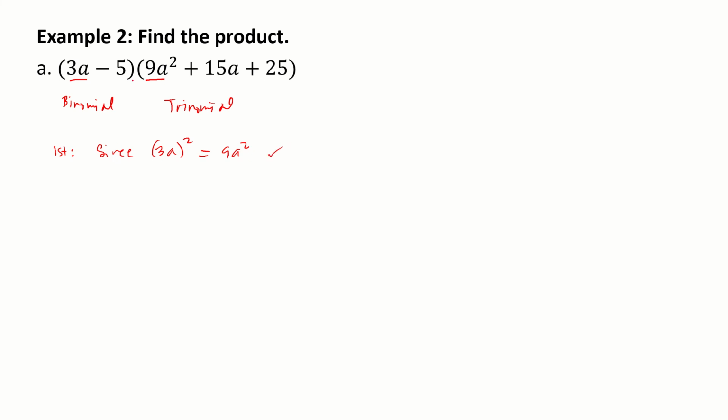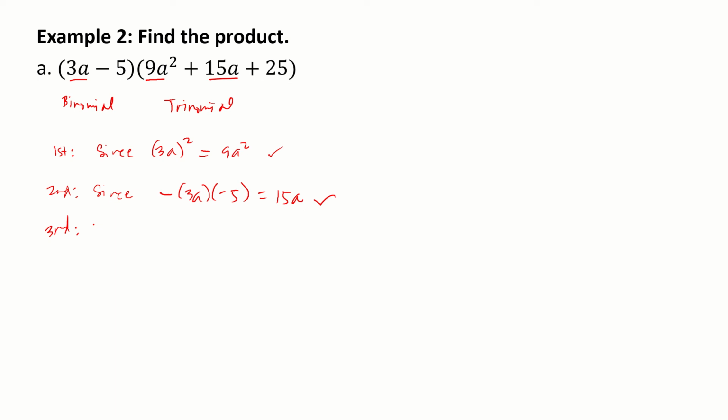Next, the second term of our trinomial must be the product of our two terms here in our binomial, and it must be the opposite. So 3a times negative 5, don't forget it must be the opposite, so perhaps you can multiply it with negative already. So negative 3a times negative 5 is positive 15a. And that's our second term here in our trinomial. So we're good so far.